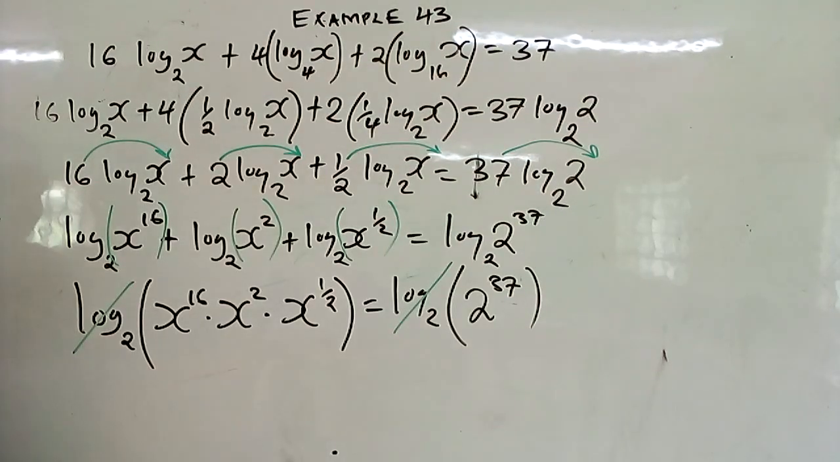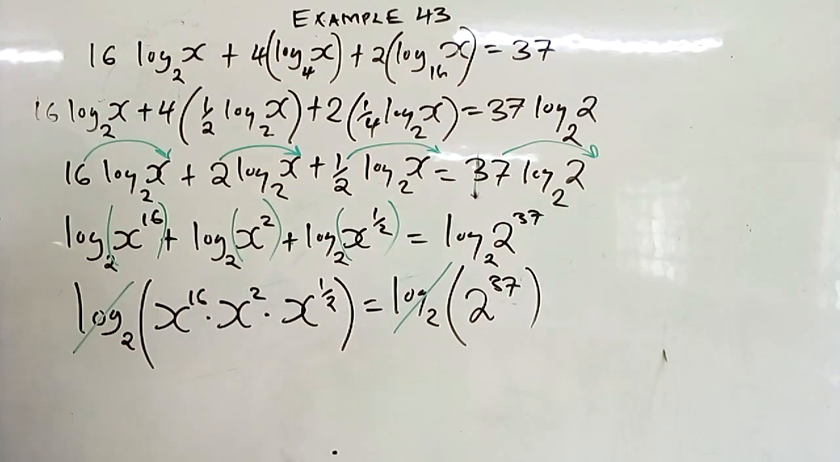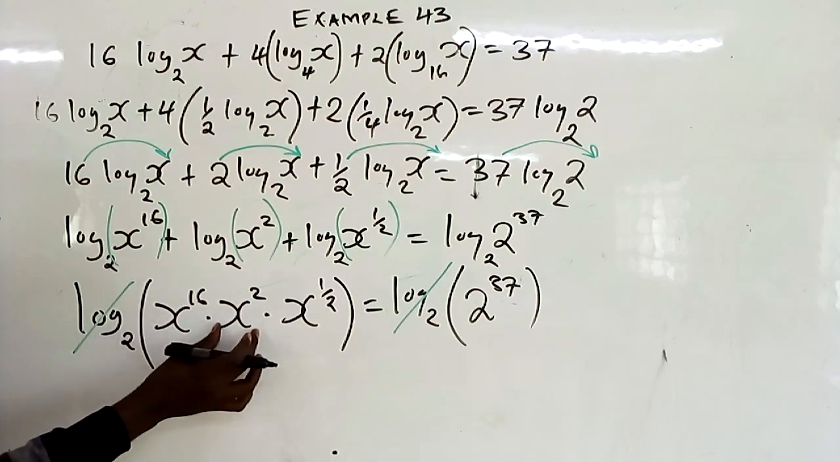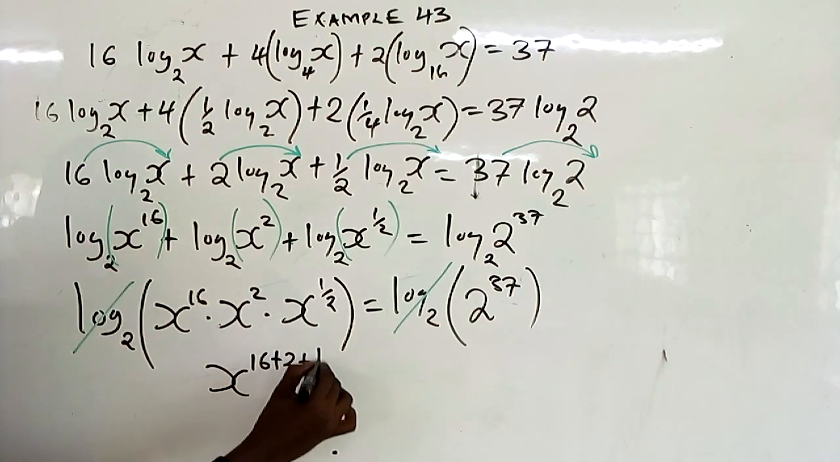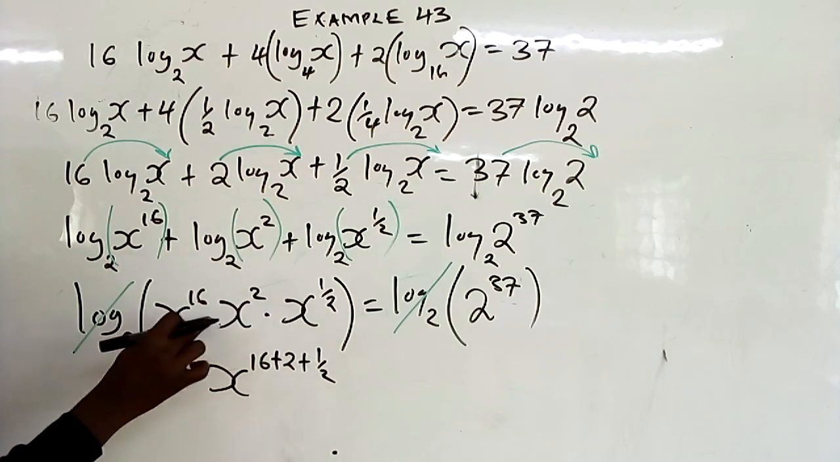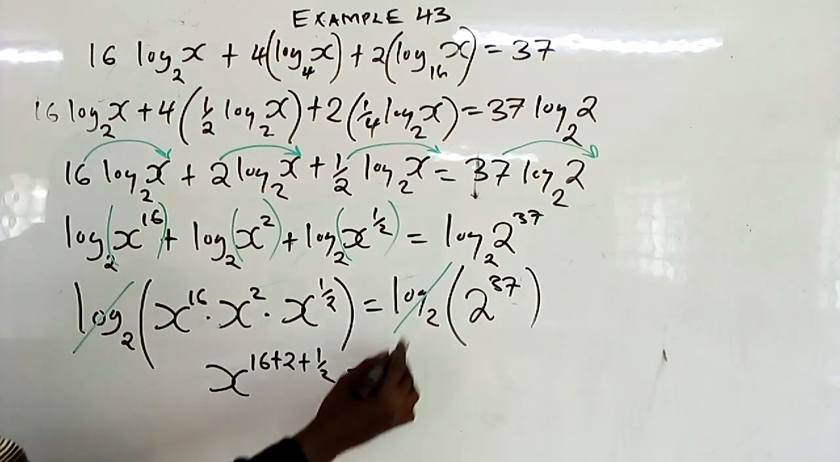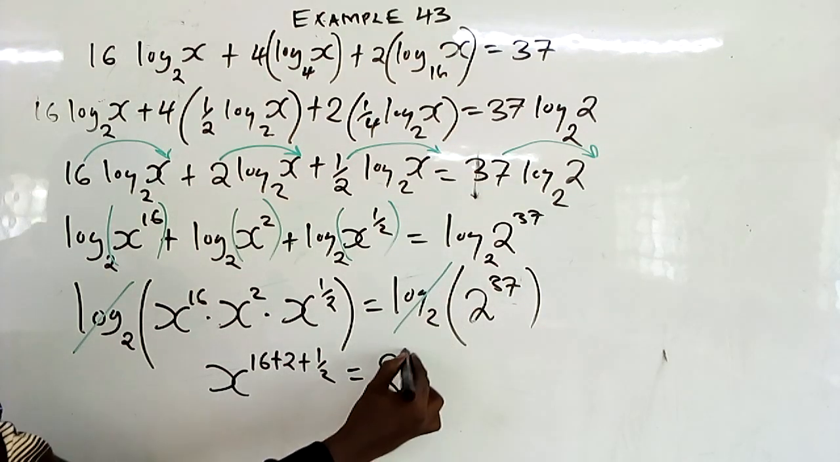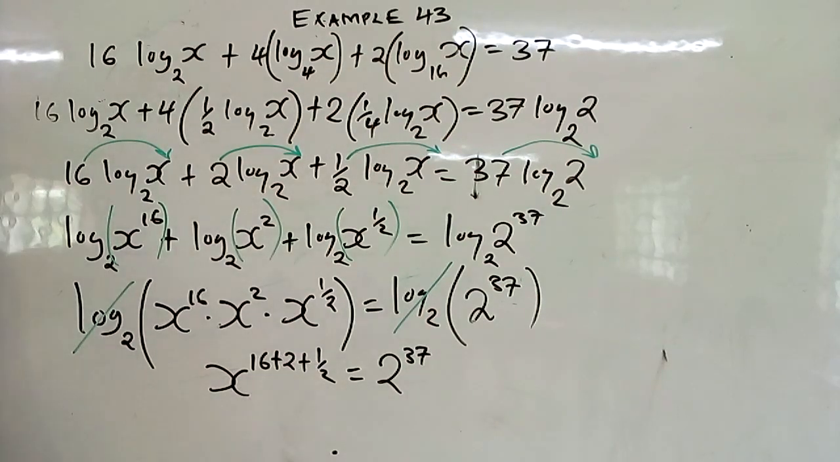So can you now simplify this? When you have same base and the multiplication signs, you add the powers. This is base x, same base. You add the powers, meaning it is 16 plus 2 plus a half. Same base with multiplication sign, we add the powers, laws of indices, isn't it? Then that one is equal to 2 raised to power 37, isn't it? So what is 16 plus 2 plus a half? That is 18 and a half, isn't it?